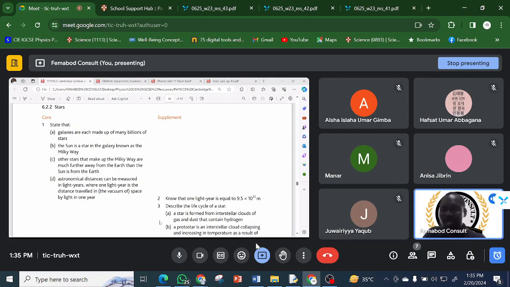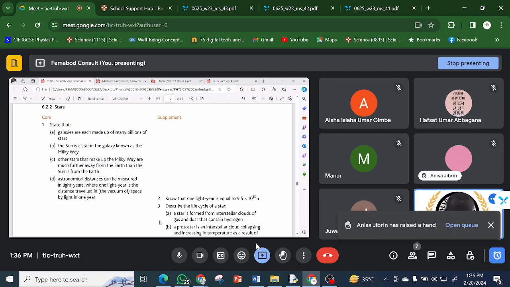So the distance light travels in 1 year is given as the light year, and the value is given to us there. Number two, that's the value. Know that 1 light year is equal to dash. Who is reading out the value for us? What's the value of 1 light year? Quickly, it's given there on the screen. Can you read it out for us?